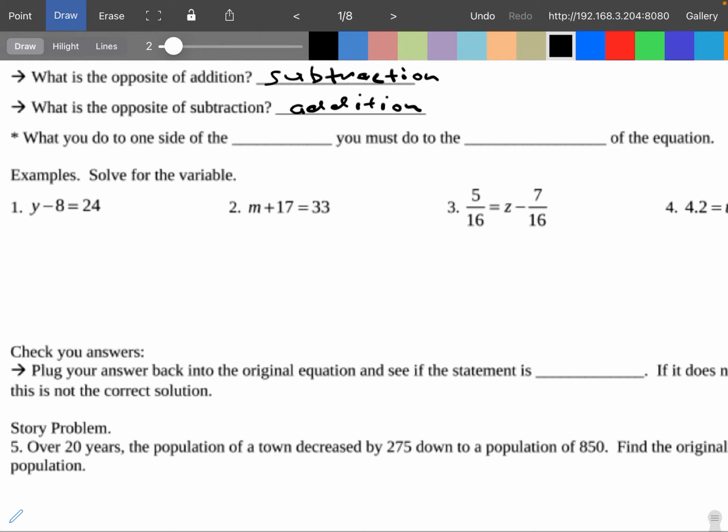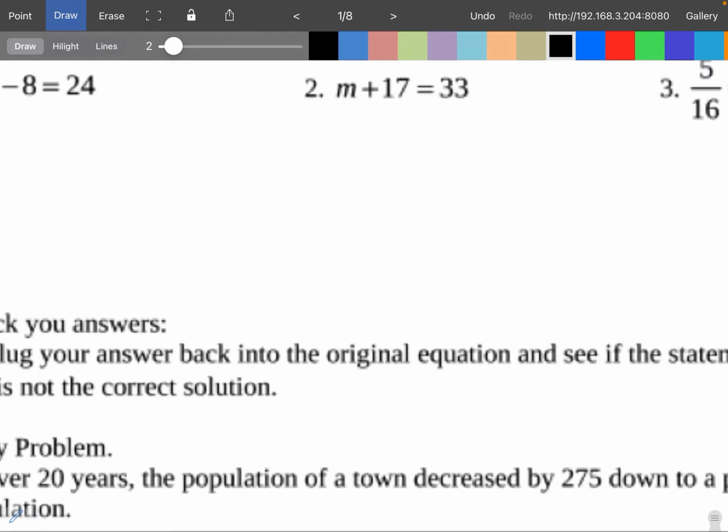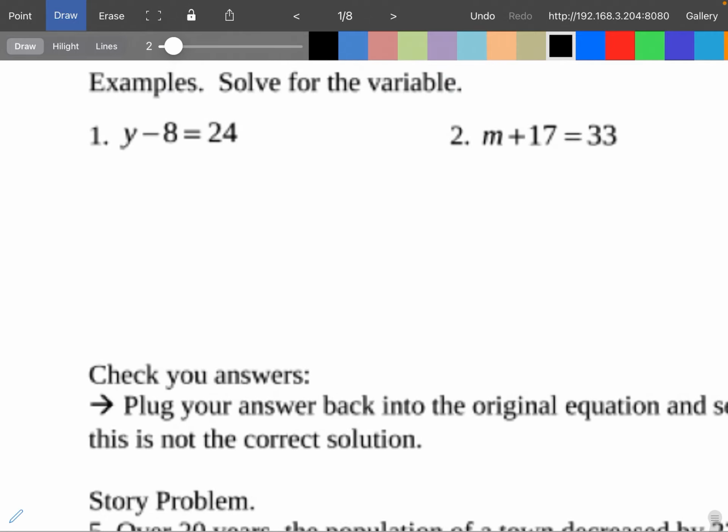And then the next part says, what you do to one side of the equation, you must do to the other side. All right, so that statement says what you do to one side of the equation, you must do to the other side of the equation. So you do the same thing on both sides. So let's try the first two examples.